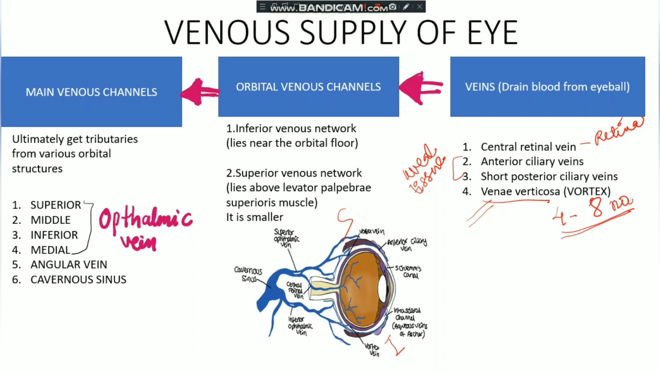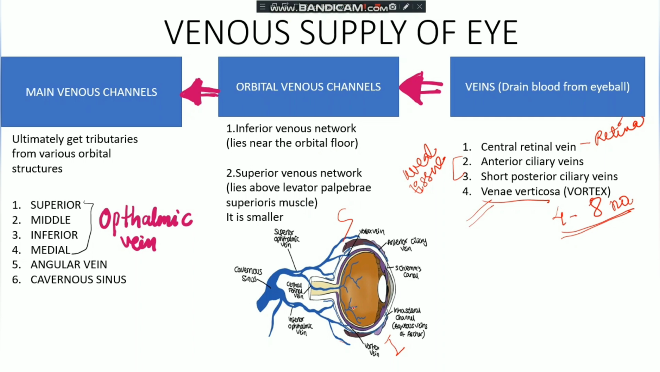Talking about the venous networks, there are two venous networks, the inferior and the superior. The inferior one is the largest. It is larger than the superior venous network. Superior, as the name suggests, is located superiorly in the orbit, that is, above the levator palpebrae superioris muscle. And the inferior venous network is located near the orbital floor.